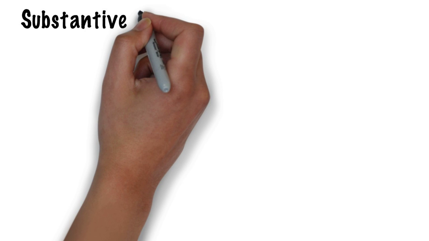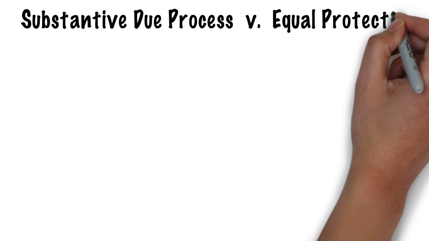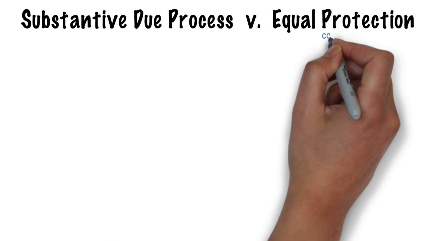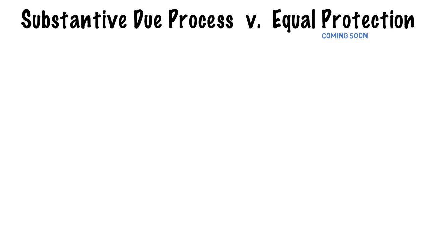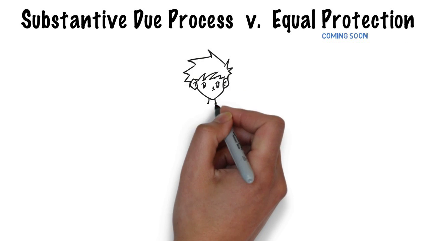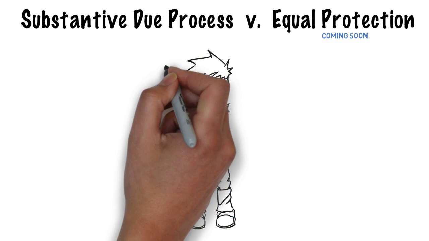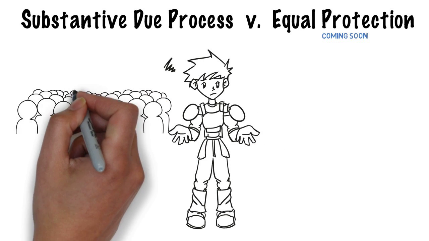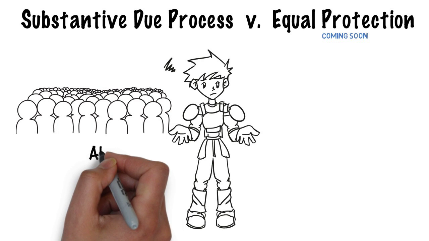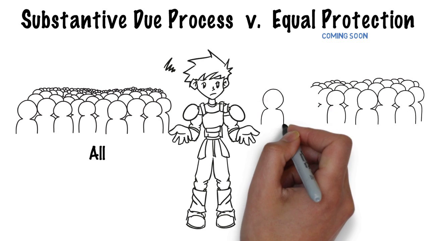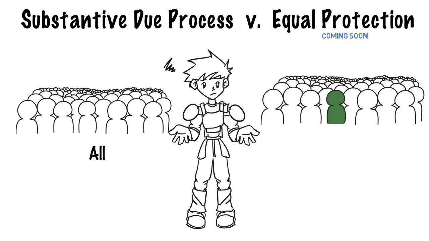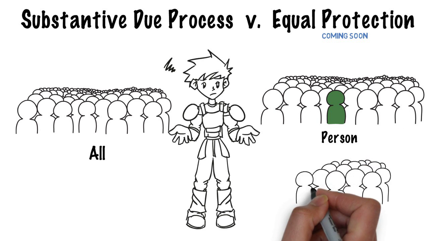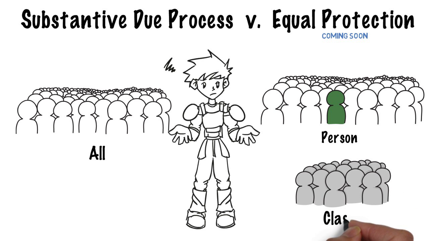I know that substantive due process and equal protection can be very similar, but the easiest way to remember the difference between equal protection, which will be discussed in a different video, and substantive due process is that substantive due process is concerned when a law limits the liberty of all people, whereas equal protection is only concerned when the law is treating a person or class of persons differently from others.